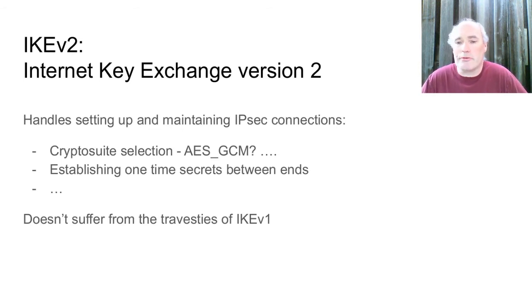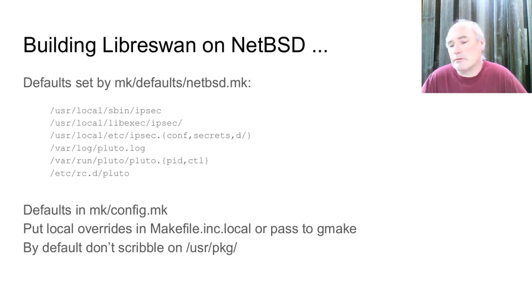It deals with all the mess and the frustration, although I'd add some as well, of establishing 2 IPsec endpoints. It first establishes its own secure tunnel connection, and then it uses that to establish the IPsec tunnel proper. Also, IKE v2 doesn't suffer from the travesties of IKE v1. Something to keep in mind: if people disparage IKE, they're probably talking about IKE v1. So, let's install an IKE v2 daemon.